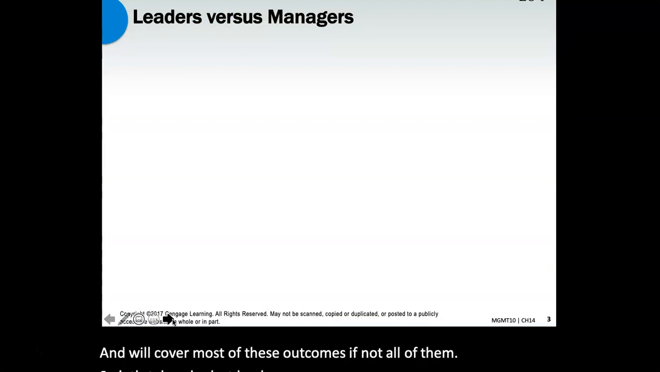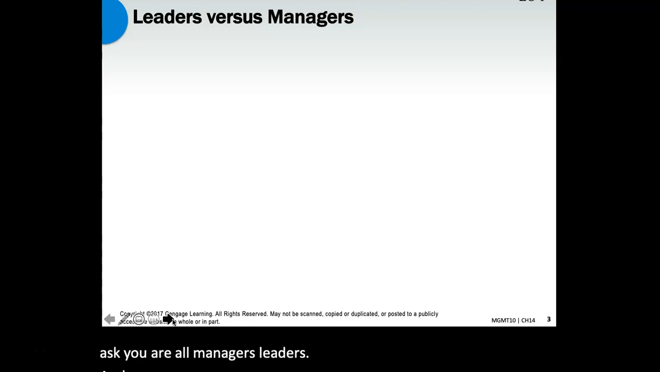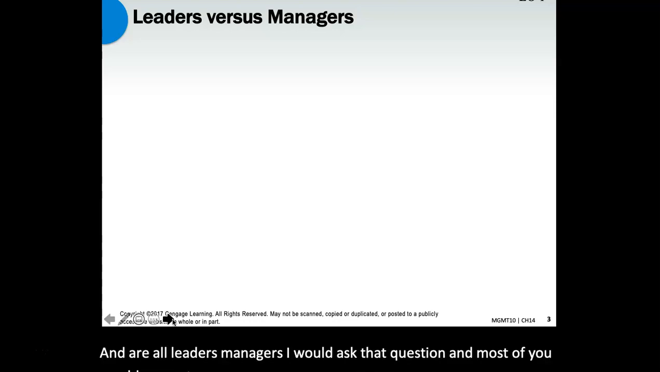The first thing that I want to say is, and if we were in class, I would ask this question. I would ask you, are all managers leaders? And are all leaders managers? I would ask that question, and most of you would say no to each of those questions, because we know for a fact many of you may have managers that are not very good leaders. And you may know people, you may be one yourself, who are really good leaders and are not in the role of manager. So let's take a look at the different characteristics of a leader versus a manager.